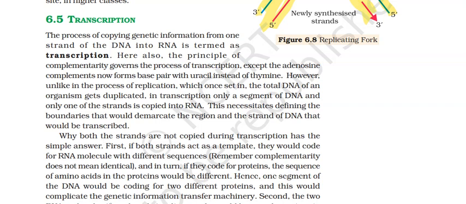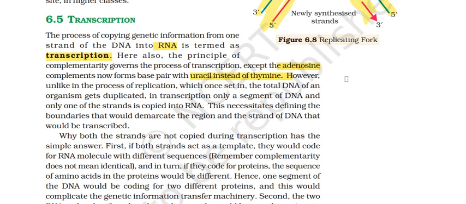The process of copying genetic information from one strand of the DNA into RNA is termed as transcription. Fine. एक strand ले लिया DNA का, उससे information RNA में डालेंगे, इसको transcription कहते हैं. Here also the principle of complementarity governs the process of transcription, except the adenosine now forms base pair with uracil instead of thymine. पहले हम AT bonds देखते थे, अब हम क्या देखेंगे? Basically thymine की जगह RNA में uracil आता है, right? So this will be the difference. बाकी सारा complementarity will be followed.